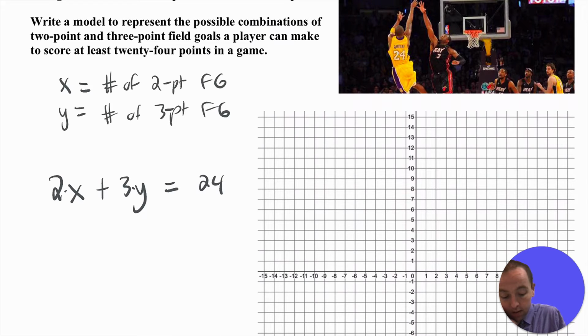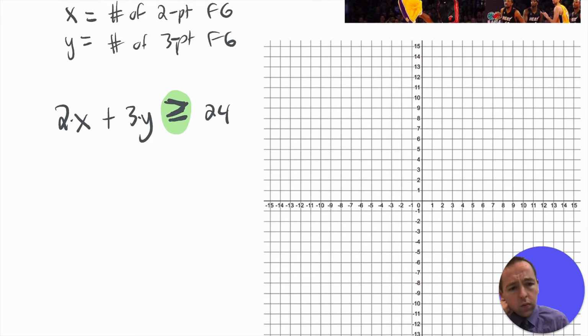Now, since we want to have at least 24 points in a game, this equal sign right here doesn't quite match up, because that would be exactly 24 points. So if we really want that to match up, we want it to be at least, so greater than or equal to, and then those signs are going to match up with each other. What we haven't done so far is graph it where there's an inequality. We've graphed it where there's an equality, but it's really no different.